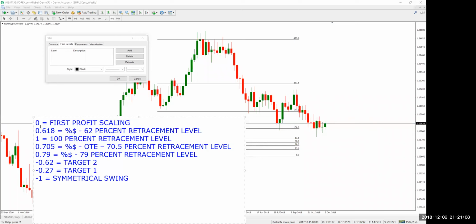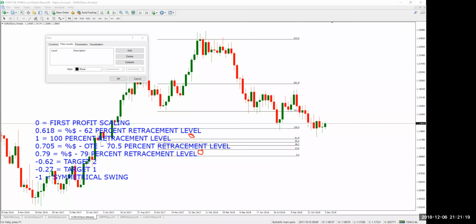Then we've got the negative 0.62 target. That's target number 2. These are targets which are derived after the first profit-taking level. The first profit-taking level is our first target, which is our first take profit. The second take profit is target 1, which is the negative 0.27 level. And then the third profit taking level is the negative 0.62. These are your take profit points once you have entered the trade. So you'll be expecting price to reach those levels.